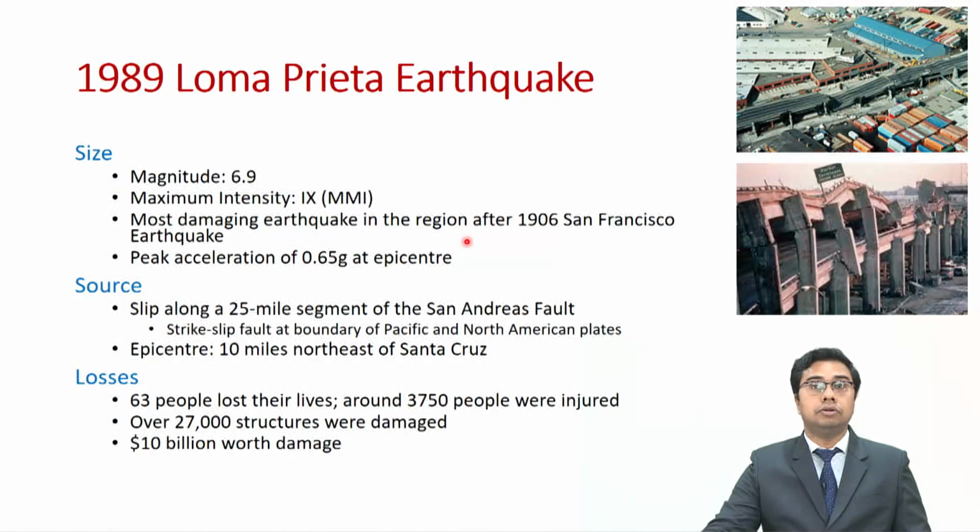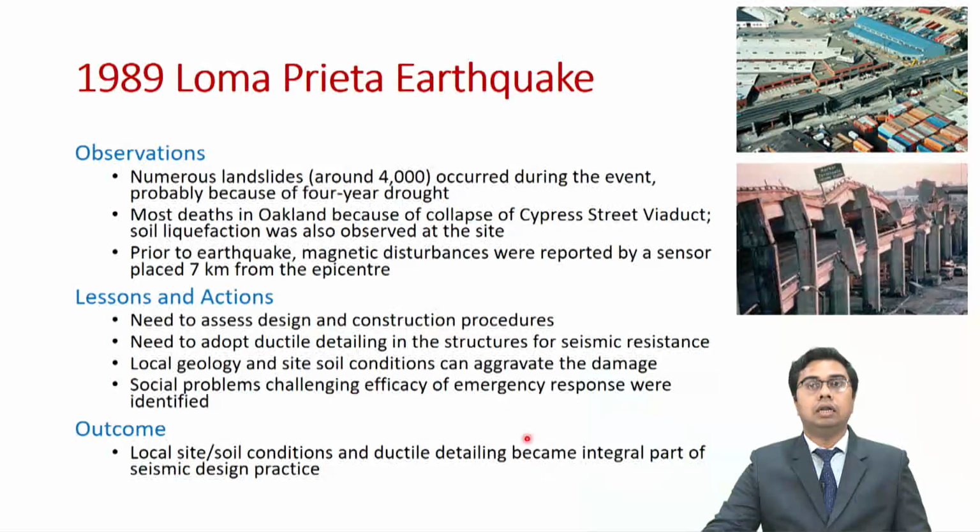The major observation during the earthquake was that the peak acceleration went up to 0.65 g at the epicenter, which is relatively very high. In this case there was loss of lives and property as well. Further, during this earthquake a number of landslides, roughly 4,000, were observed around the region. There was also collapse of the Cypress Street viaduct, and soil liquefaction was also observed at many sites. And prior to the earthquake, some magnetic disturbances were also reported by a sensor placed 7 kilometers away from the epicenter.